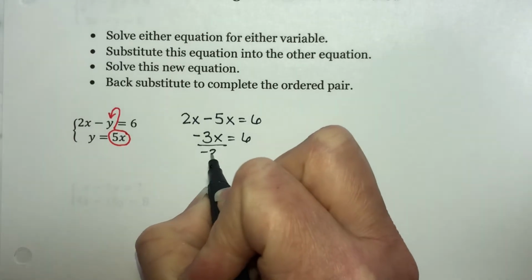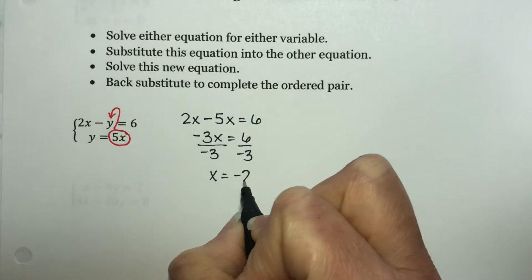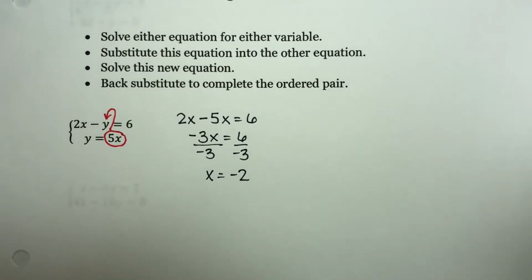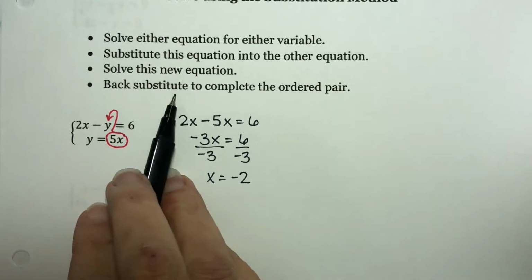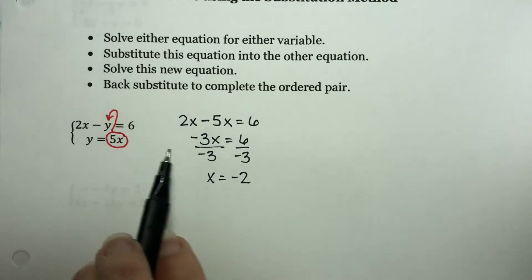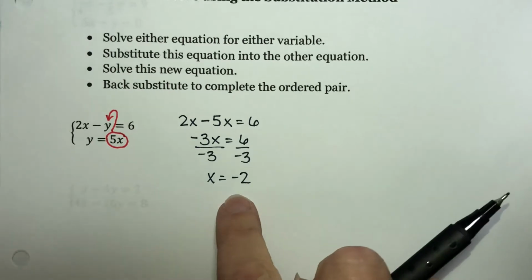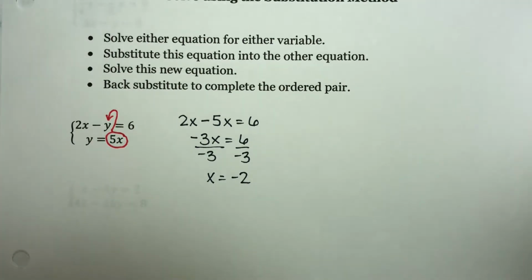Divide both sides by negative 3, and we get x is equal to negative 2. Now we've done half the problem. We know what our x coordinate is, but we need x and y. This is what we call back substitution. I'm going to take this value of x and plug it into either equation. If this number is correct, it will not matter which one you choose to plug into. So choose the one that looks easiest.